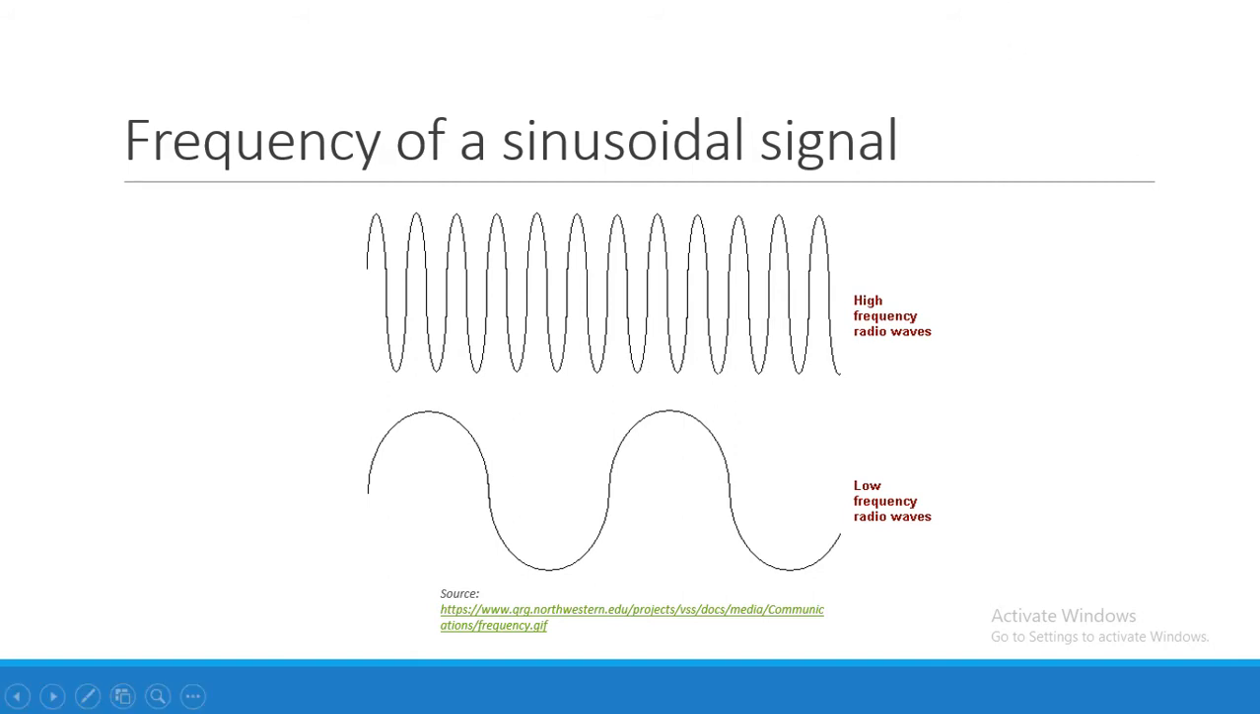Here you can see two analog signals. The first one is a signal which has high frequency radio waves, and the second shows how a signal behaves when it has low frequency. High frequency waves or high frequency signals have a higher number of signal cycles, while low frequency waves have a low number of cycles per period of time.